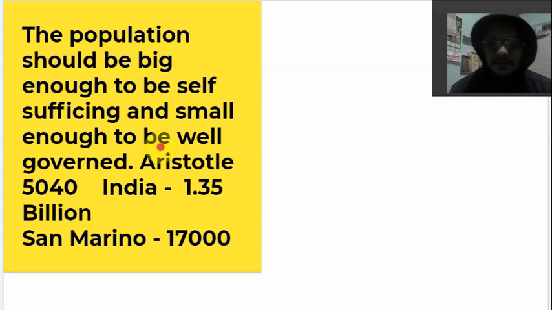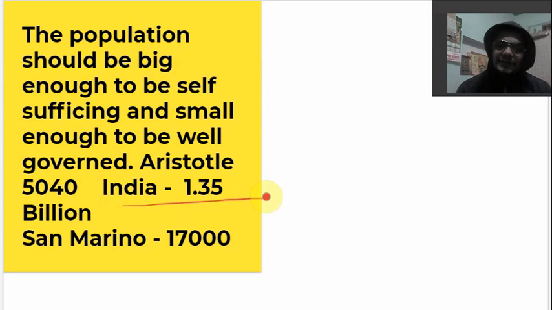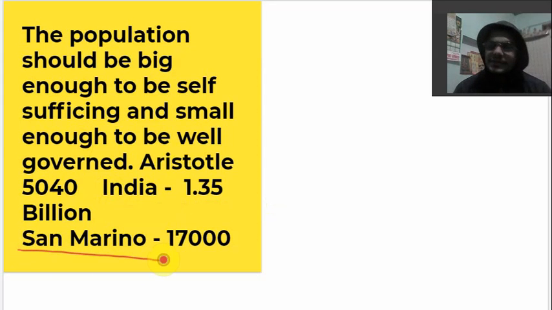He also suggested a number. You do not have to remember this number because it's an outdated theory now, that he said 5040 people. But today you see that India has 1.35 billion people living, while San Marino is a small country in Europe near Italy. It has only 17,000 as its total population. So it could be any number, it could be a big number, it could be a small number, but there has to be people. You cannot establish a state if there is no one living in your state.